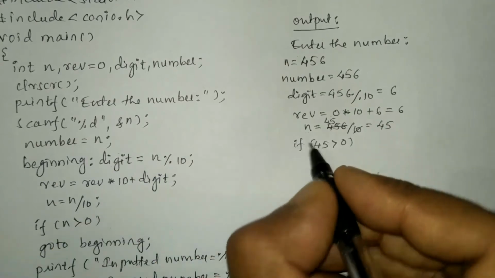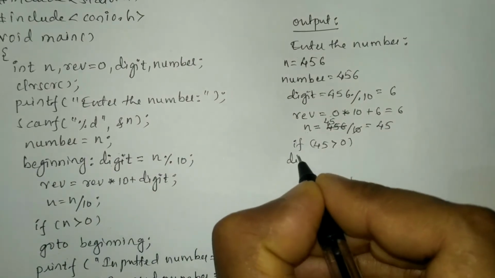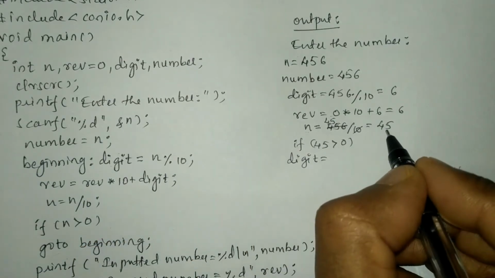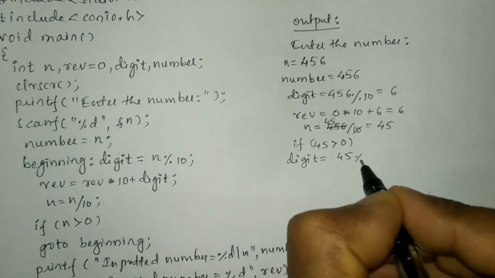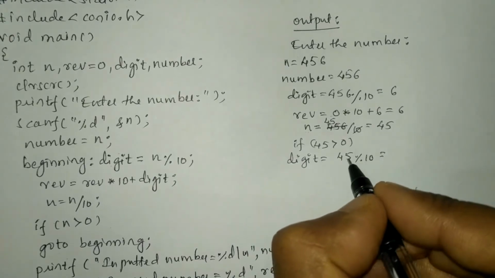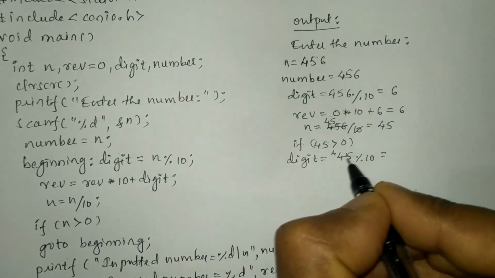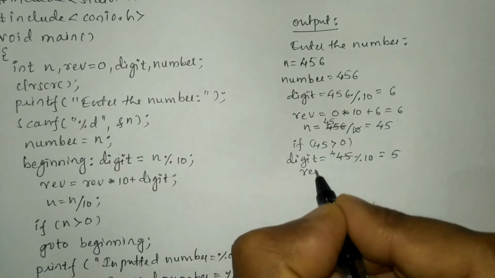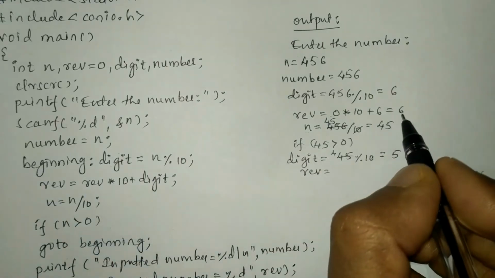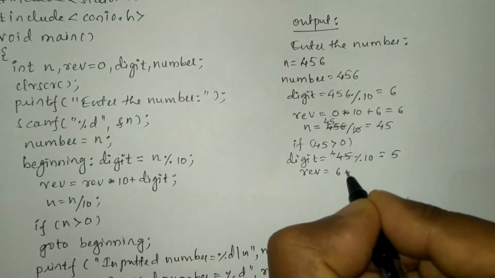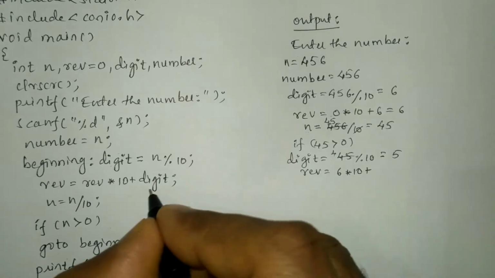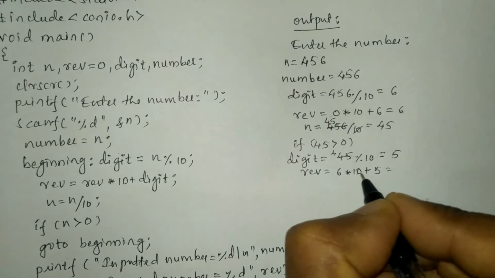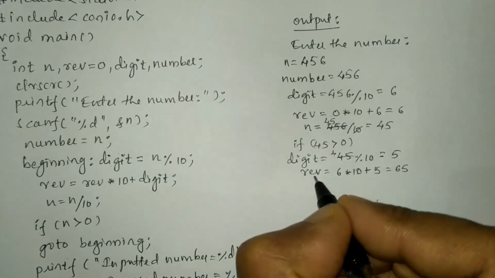Once again, these three instructions will get executed. So again, we'll write digit is equal to n modular division by 10. Now n value is 45. Modular division by 10 gives us the remainder. So 10 fours are 40, and 5 will become the remainder. Next, REV is equal to REV, here it is 6. We have to write 6 into 10 plus digit, which is 5. 6 tens are 60. 60 plus 5 is 65, which will be stored in REV.